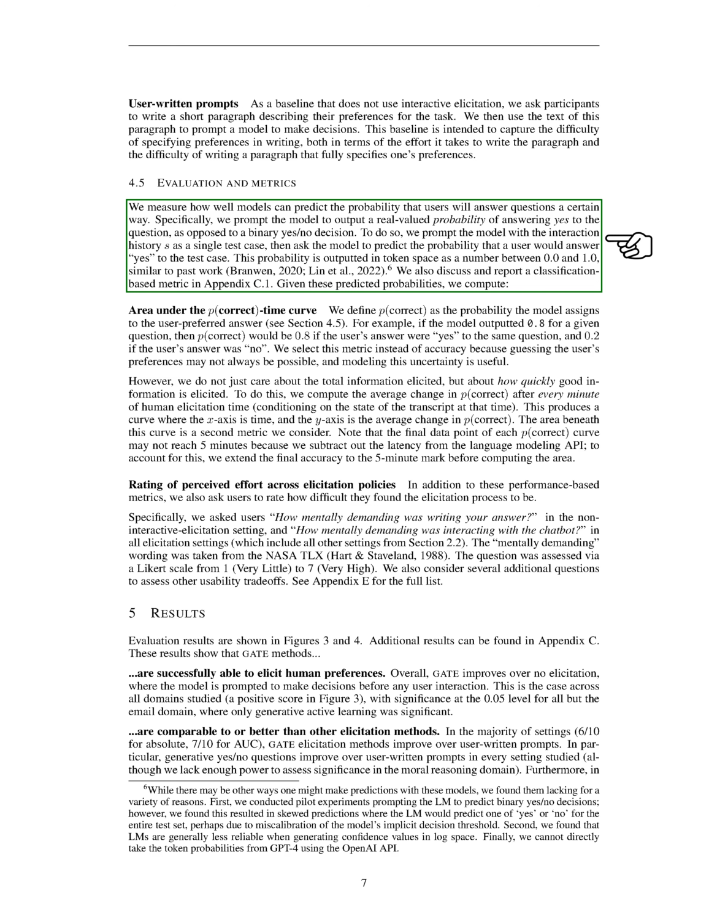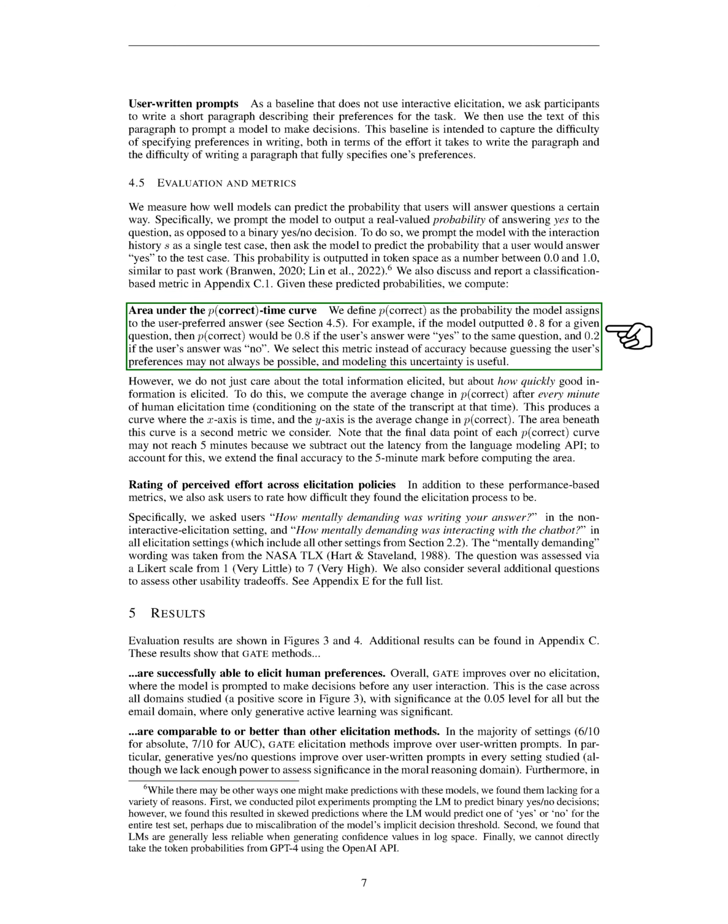We used the interaction history as a single test case and asked the model to predict the probability of a user responding yes to that test case. This probability was expressed as a number between 0.0 and 1.0. We did try other prediction methods with these models, but they fell short for various reasons. For instance, we initially prompted the model to predict binary yes/no decisions, but this led to skewed predictions. We also found that the models were less reliable when generating confidence values in logarithmic space. Moreover, we couldn't directly extract the token probabilities from GPT-4 using the OpenAI API.